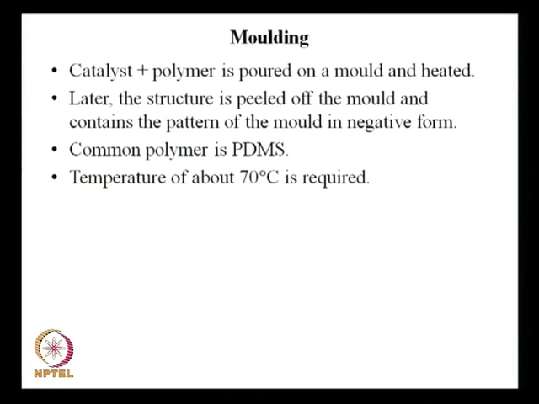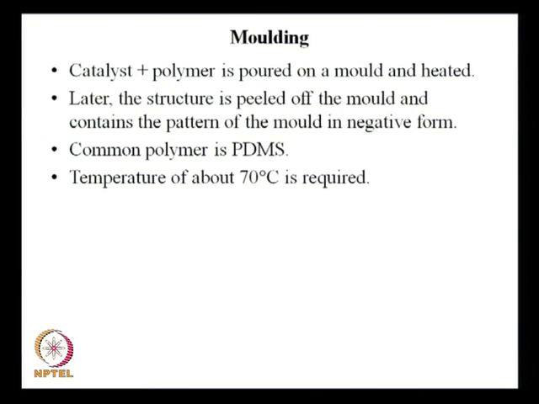Now, the common polymer is PDMS. I said at the very outset there are two polymers, one is PDMS, other is PMMA. Okay. PDMS will melt at a temperature of about 70 degree centigrade. You can see that a temperature of about 70 degree centigrade is required. So, you have to heat this polymer to 70 degree centigrade, so that it melts.